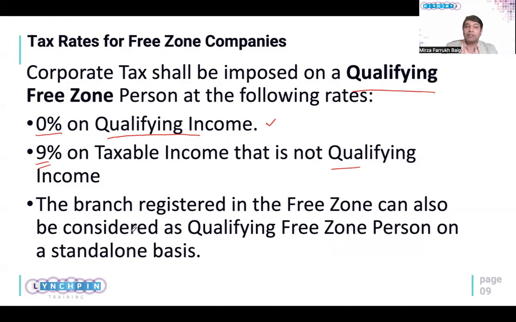And even if you have a branch in the free zone, which is very important, it was clarified in the guide issued by the FTA that if you have a branch inside the zone, that branch standalone can also achieve the status of a qualifying free zone person itself. So I may have the head office inside the mainland and the branch in the free zone, and that branch standalone can also get the status of a qualifying free zone entity. So once we are able to find out these two things, who can be a qualifying free zone person and what is qualifying income, then we are all set, and we can see whether we will pay taxes or not on our income.